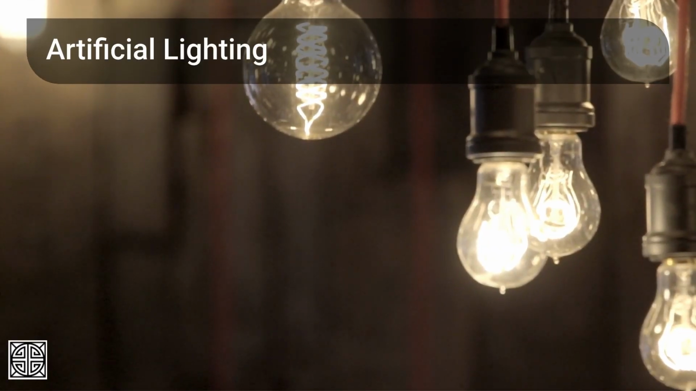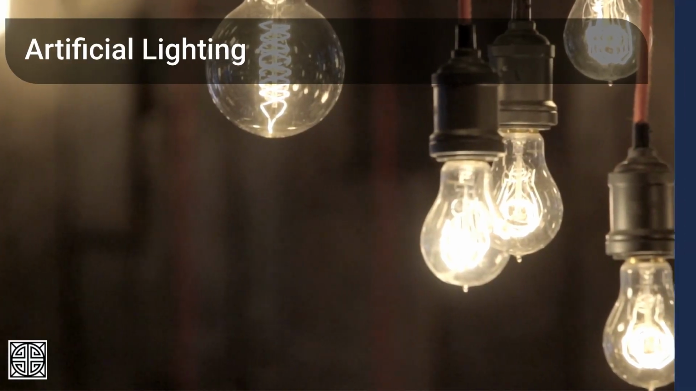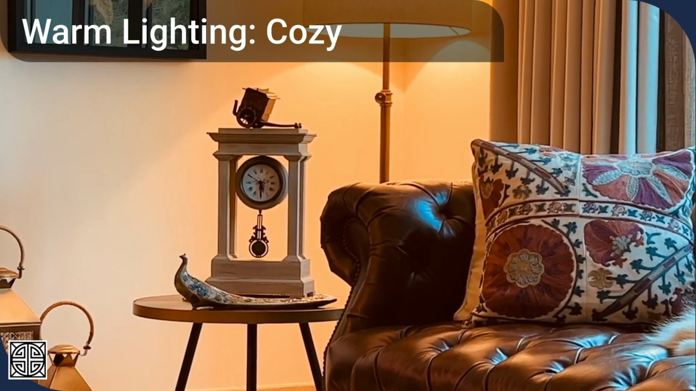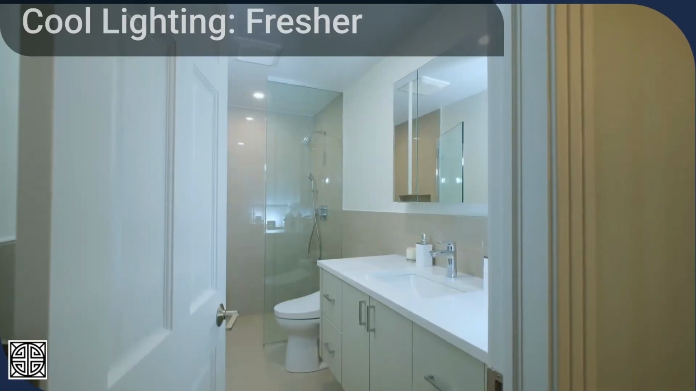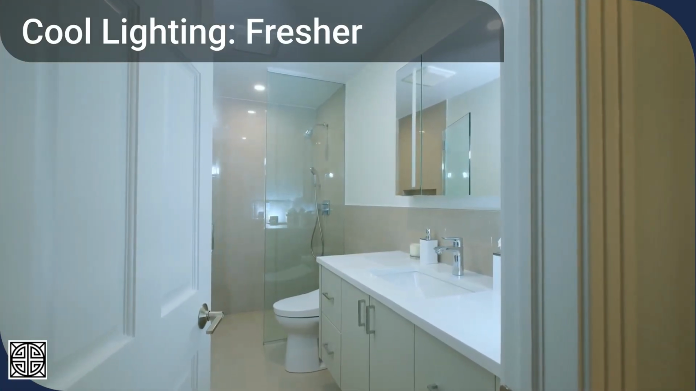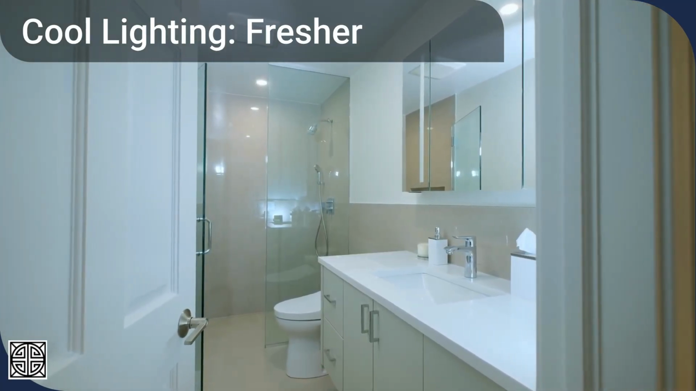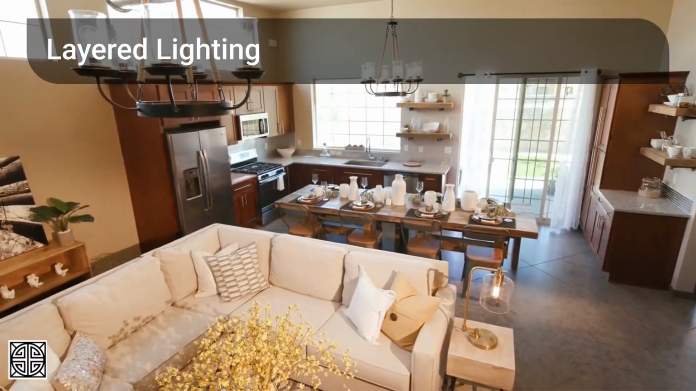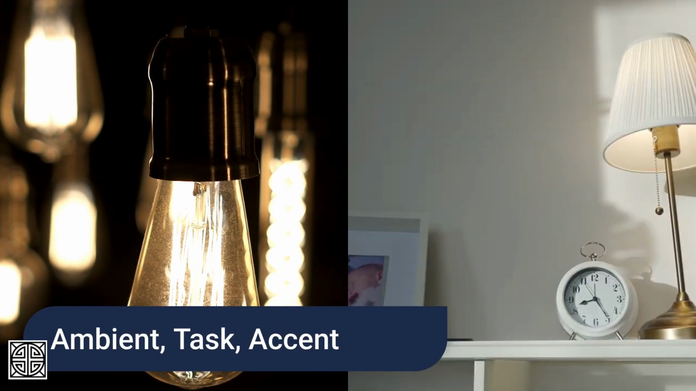Artificial lighting is just as important in defining the mood of your room. Warm lighting creates a cozy, relaxing feel, perfect for a bedroom or living space. On the flip side, cool lighting feels fresher and more energizing, great for a workspace or kitchen. Most rooms benefit from layered lighting, rather than relying on just one ceiling light. Think about ambient lighting for general illumination, task lighting for activities, and accent lighting for atmosphere.